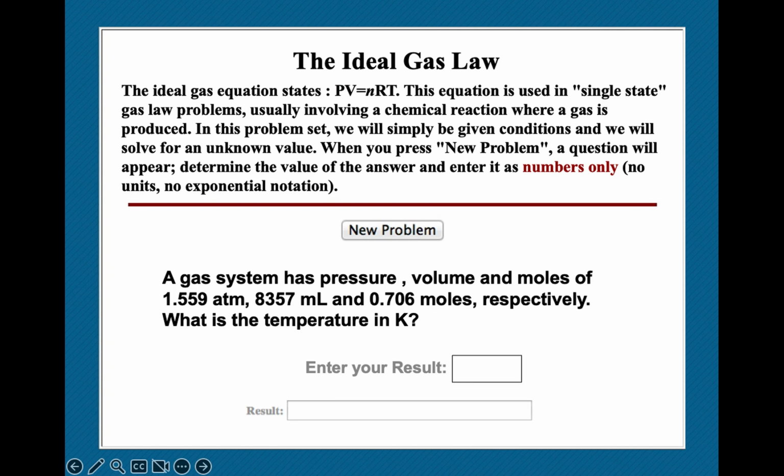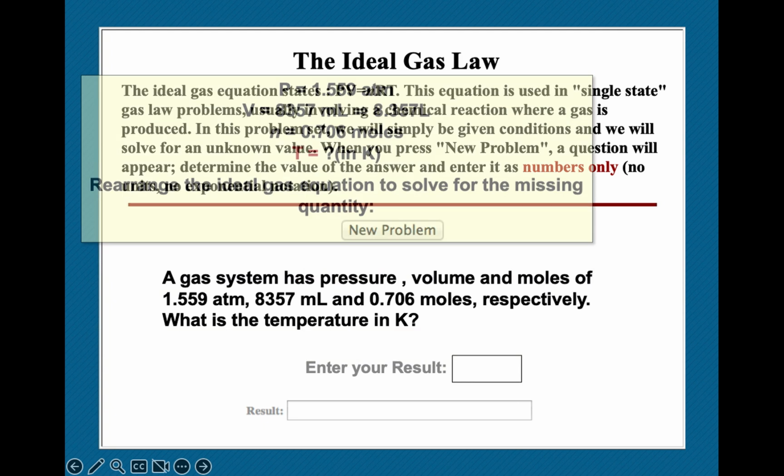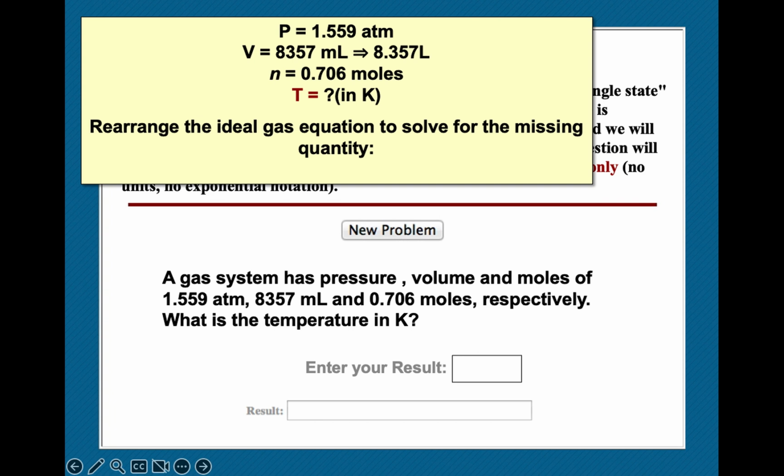All right. We have pressure in atmosphere. We have a volume in milliliters. And we have moles. We're looking for temperature in Kelvin. Only thing we have to change here is milliliters to liters. So make your table. Go ahead and set it up. Solve for T. And calculate our final temperature.